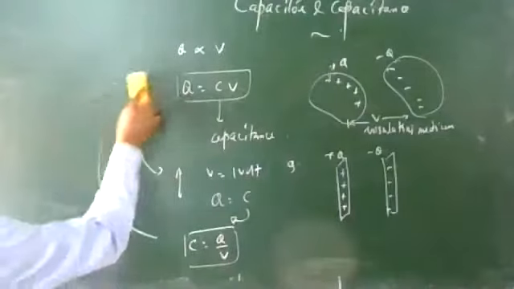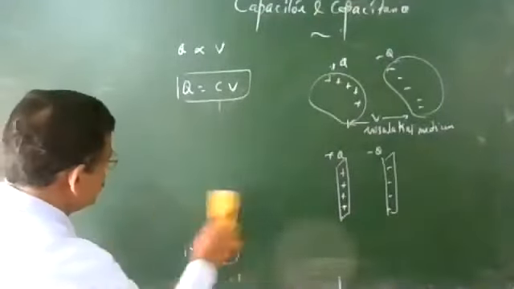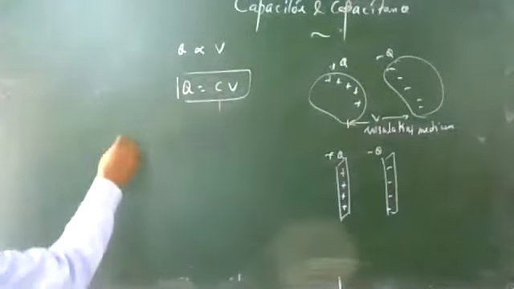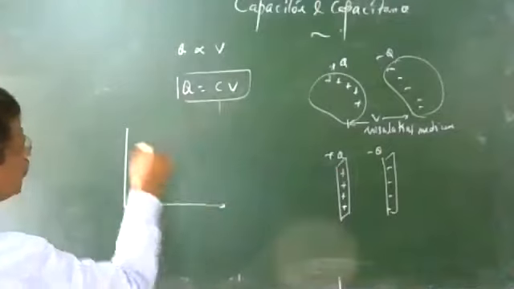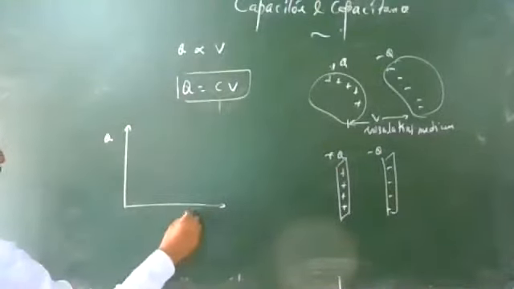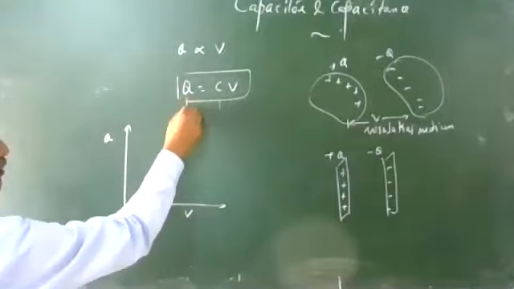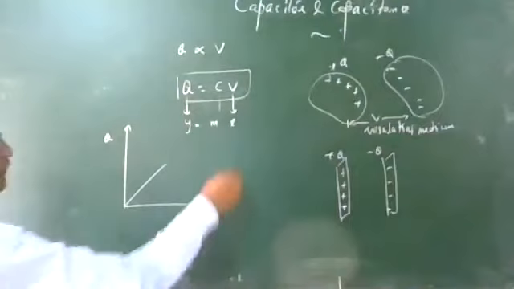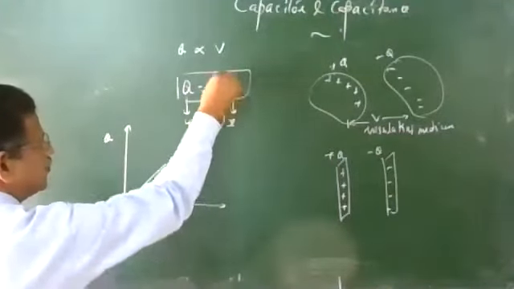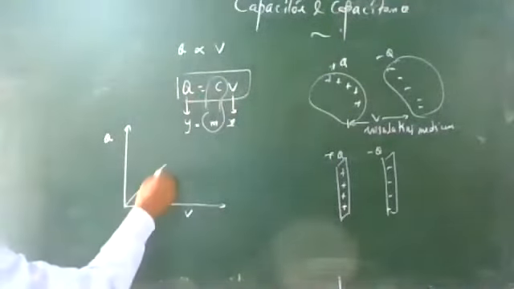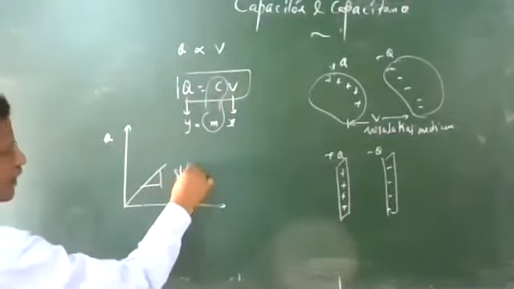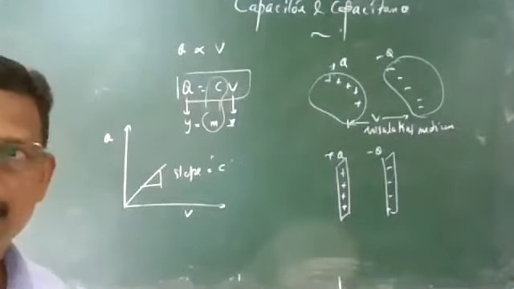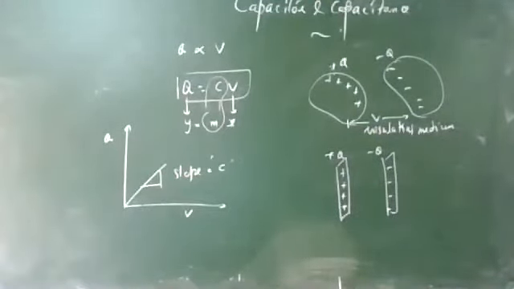Next, I'm going to know what type of graph between Q and V. The nature of the graph is very important. If you plot a graph between Q and V, Q along the y-axis and V along the x-axis, it is a straight line, y equal to mx, where m is the slope, that gives you capacitance. The slope of this line will give you capacitance.